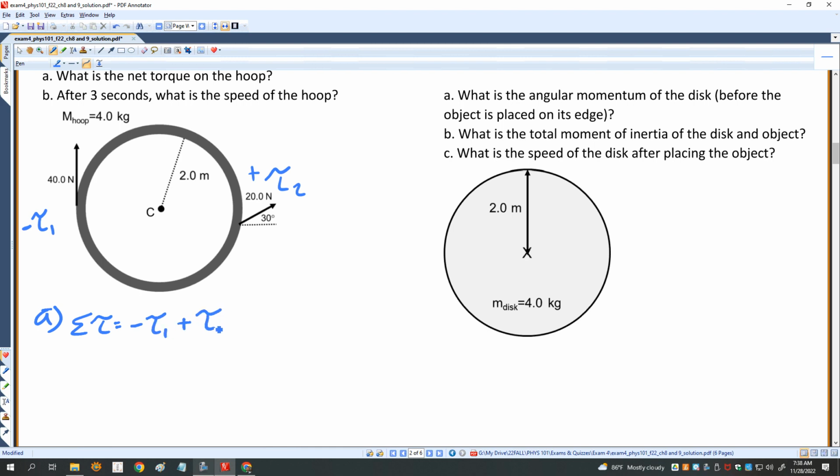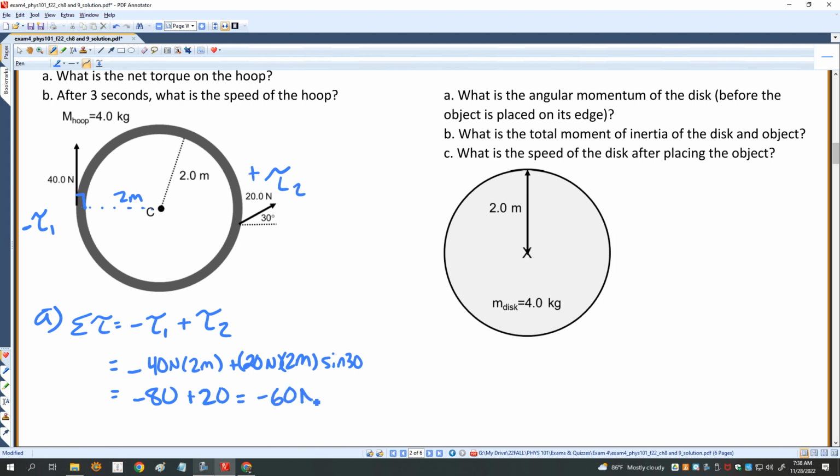negative torque 1 plus torque 2. Torque 1 is going to be F times R times sine of theta. That's 40 times this distance, which is 2 meters. So 40 newtons, 2 meters. The sine of 90 is equal to 1, so I'm just going to leave off that sine of theta. Here I have 20 newtons times 2 meters times the sine of 30. And so that's negative 80, plus 20, that's equal to negative 60 newton meters.